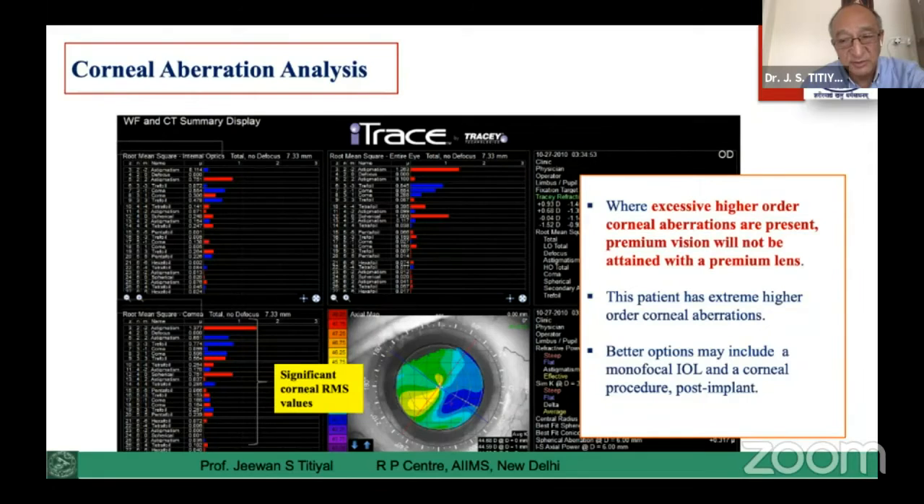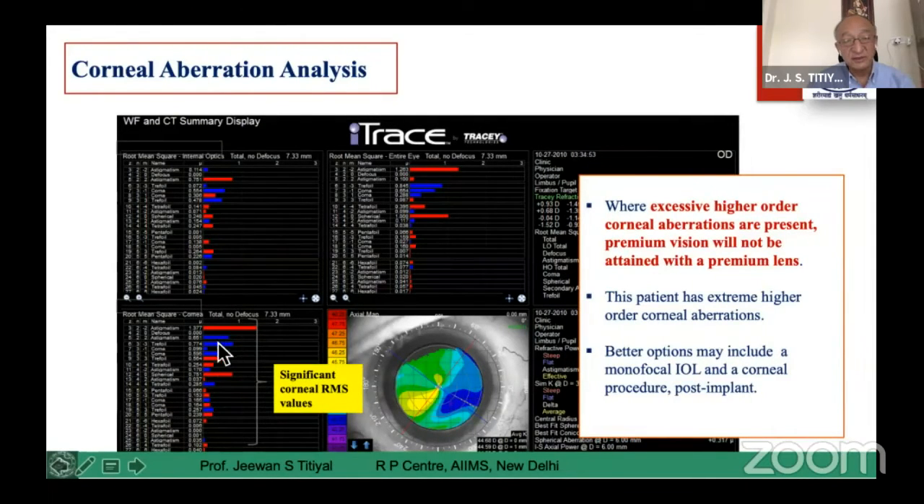This is a different patient where you can see the cornea is totally aberrated, with multiple red, yellow and blue bars and significant RMS values. So this patient would require a procedure which takes care of the corneal aberrations.